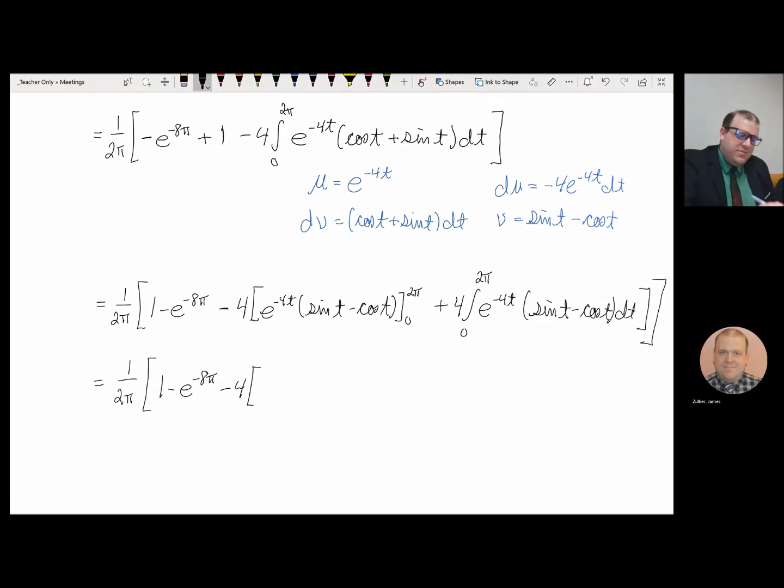Again, evaluate. e to the negative 8 pi. Sine of 2 pi, 0. Cosine of 2 pi is 1. So that's going to get times by negative 1. Minus, now it's 0, well, we know it's going to be a negative 1, right? Then plus 1.